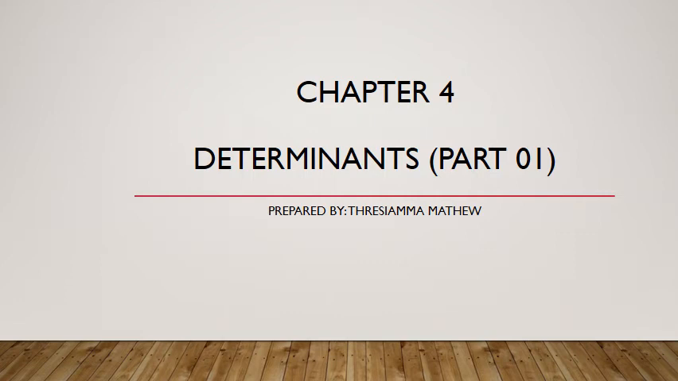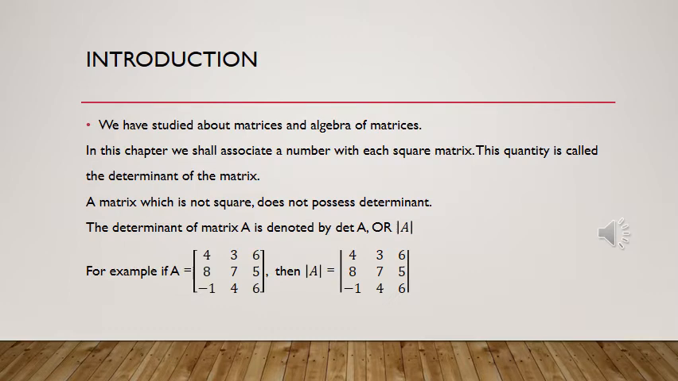Dear students, now we move on to the new chapter, chapter number 4, determinants. In the chapter on matrices, we studied different types of matrices and the algebra of matrices. In this chapter we learn about determinants. By determinant, we mean the value of a matrix.